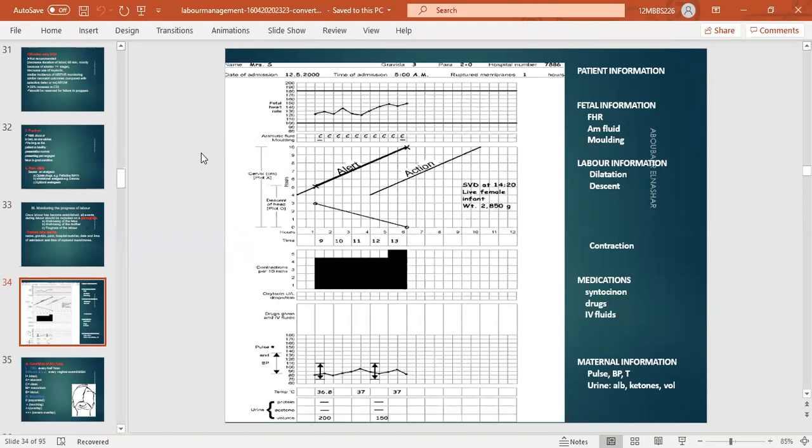So we start the partogram from the active phase of the first stage of the labor. That is, not in the latent phase. When the patient comes to you, you make a graph at 4 centimeter dilatation. So you can see that the graph has been started from 4 centimeter dilatation, and this is the line which is normally after the active phase of the labor, active phase of the first stage of the labor, dilatation should be 1 to 1.5 centimeter per hour.